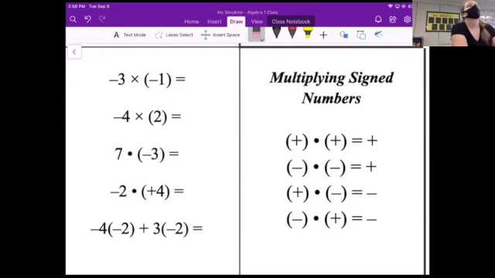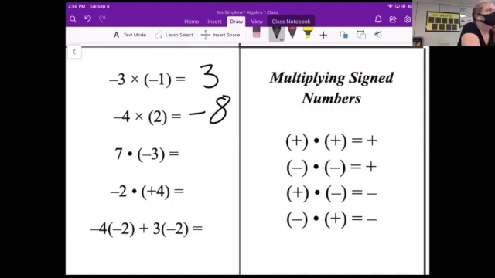Okay, then what's the other rule? If they're different signs, thank you, Ashlyn, they are negative. So if we're looking at that first problem, they are both negative. So I know that my answer is positive, and 3 times 1 would just give me a positive 3. The second one, my two numbers are different. So one is negative, one is positive. So my answer is going to be negative. 4 times 2 would be negative 8.